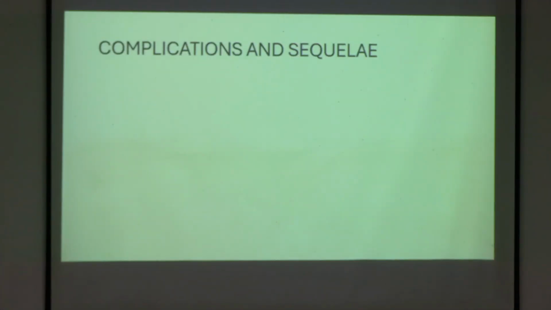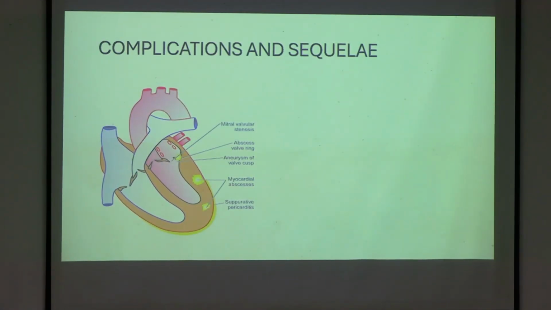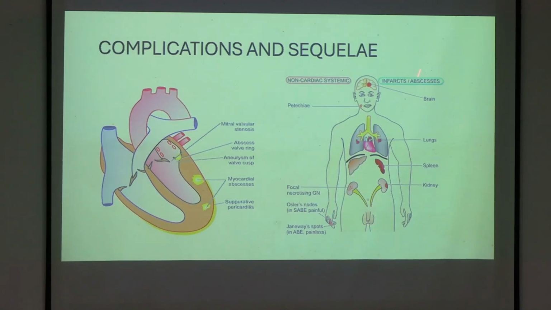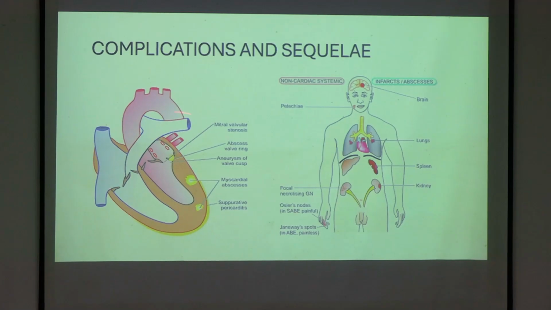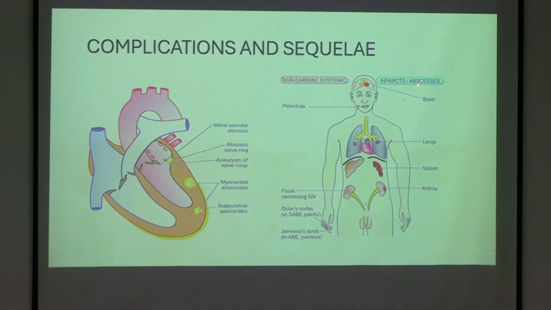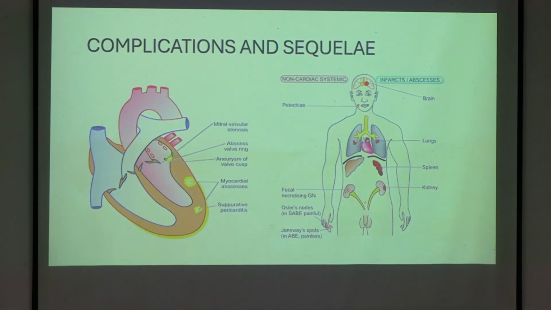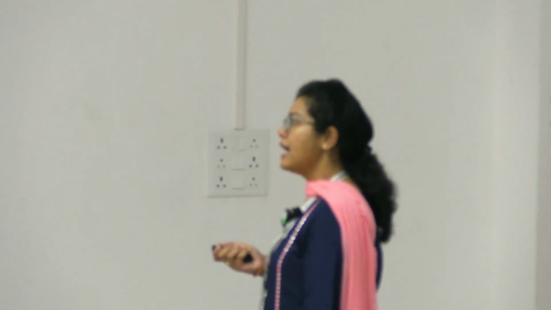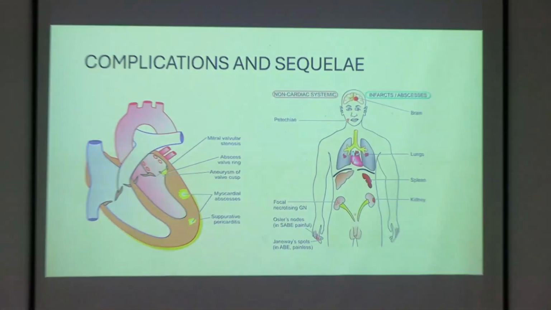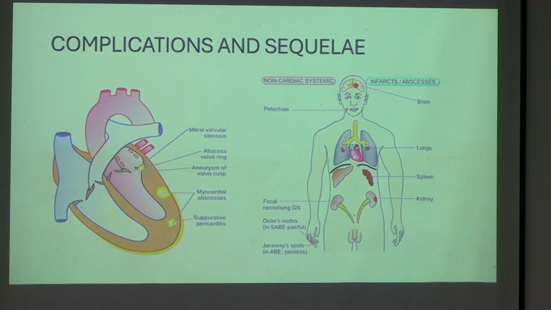So coming to the complications and sequelae. These are the cardiac complications. Here you can see mitral valvular stenosis, valve ring abscess, aneurysm, myocardial abscess, pericarditis, all these things. Then you can see non-cardiac and cardiac. Here this one is the cardiac, this one is non-cardiac. So in the brain, lung, spleen, kidney, you can see infarcts and abscesses. And in the skin, you can see petechiae, focal glomerulonephritis, and Osler's nodes, Janeway lesions, all these things you can see as complications and sequelae too.